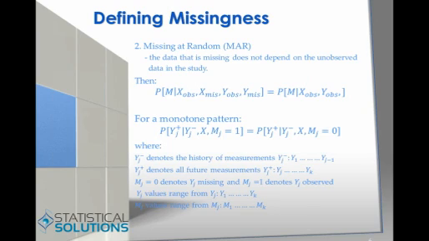And if we break it down for a monotone pattern, here yj plus denotes the future measurements, and yj minus denotes the history, so the previous measurements. The mj is the indicator for missingness, so m equal to 0 means missing, and m equal to 1 means observed. Then the probability of yj plus given yj minus, x, and m equal to 1 is equal to the probability of yj plus given yj minus, x, and m equal to 0. So the probability of being observed is equal to the probability of being missing.